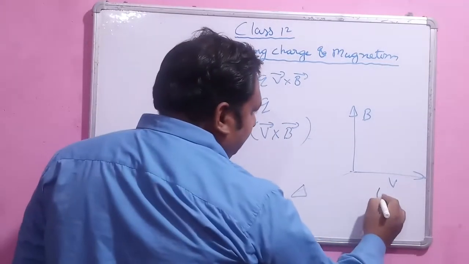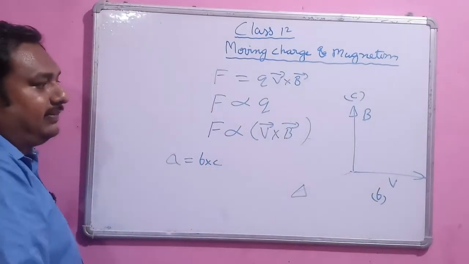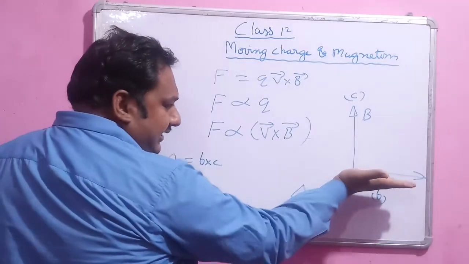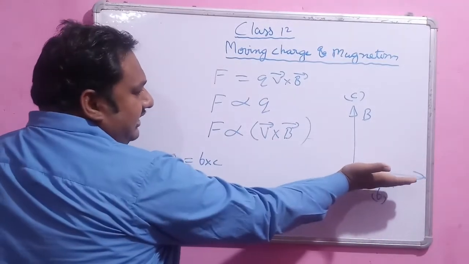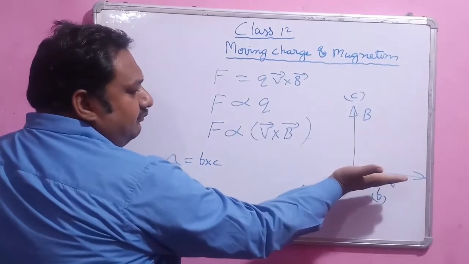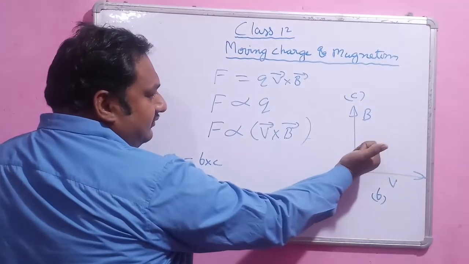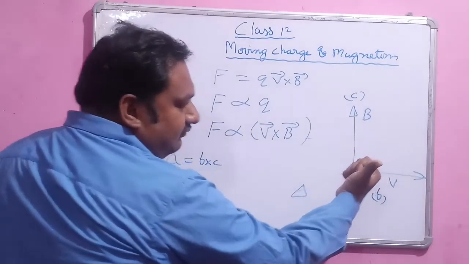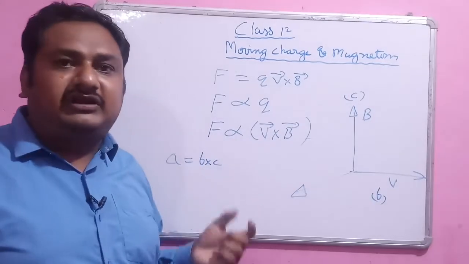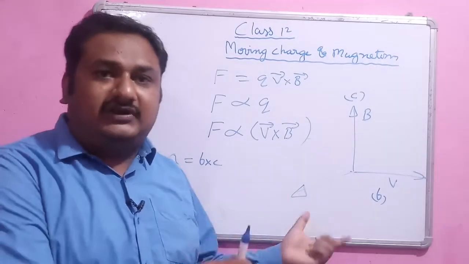Suppose this is B and this is C. What is the direction of A? Firstly, you have to put your right hand fingers in the direction of B and curl your fingers in the direction of C. Then the thumb will give you the direction of A. It is the same cross product rule that you have earlier read in class 11, and we are going to exploit the result of this rule.